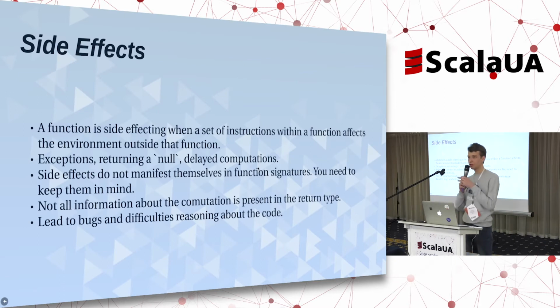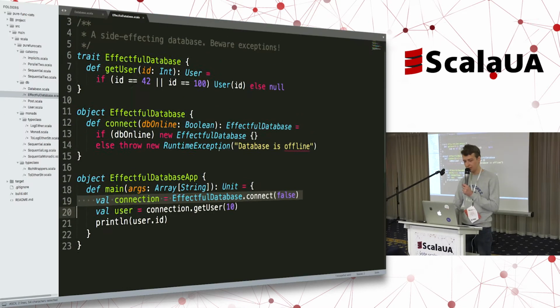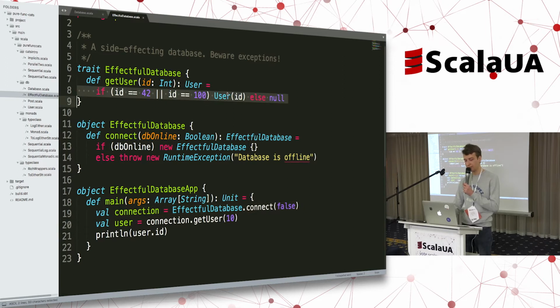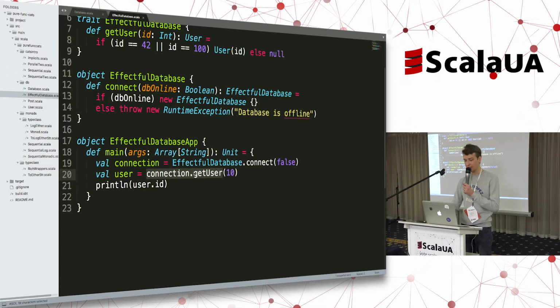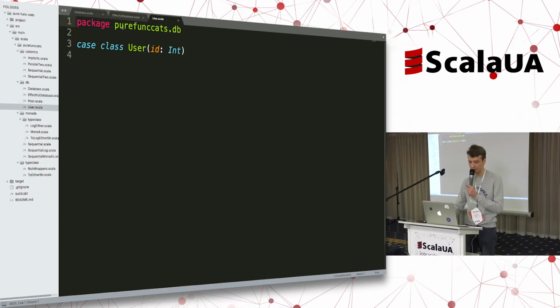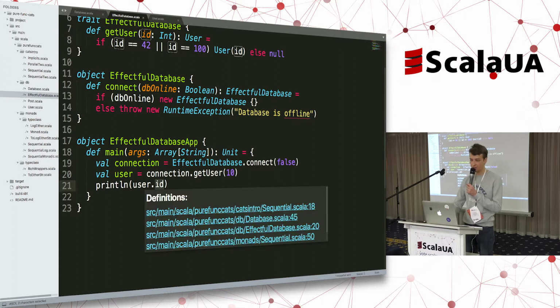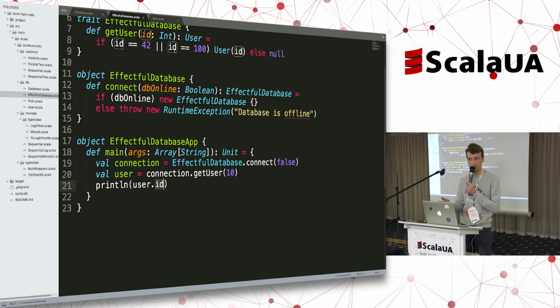So, given this example, let us conceptualize side effects. A side effect can arguably be seen as a set of instructions within a function that affects the environment outside this function. In our examples, in the case of getUser that returns a null, we have the instruction of returning a null that affects the environment outside the function. Affects it in which way? In the way that we expect that the function connect.getUser will return us a user, and we will be able to call all the methods that are available on the user, which is ID, because the user is defined simply as a case class over here. But we are trying to call this method ID on the user, and we are getting a null pointer exception. This means that the instruction from within the function has affected the environment outside the function.